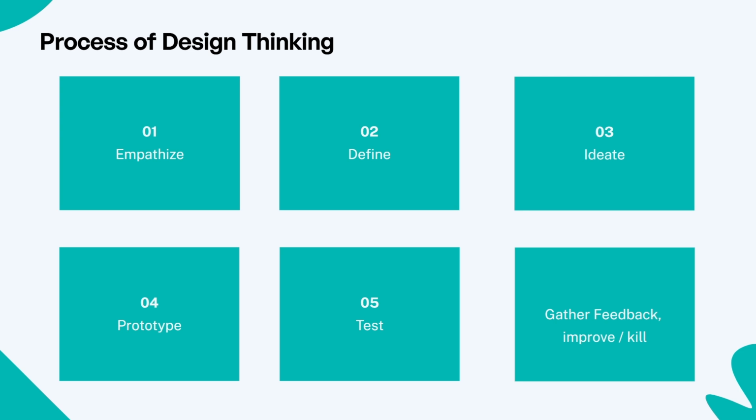And this is the process of design thinking zoomed out. We empathize, and we're going to be talking about what each of them means. We define, we ideate, we prototype, we test, we gather feedback. And then, after doing all that, we either decide to proceed with the idea or kill it at the last step.